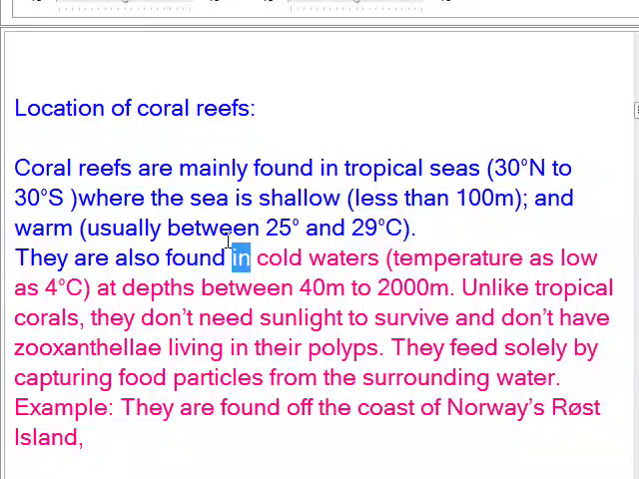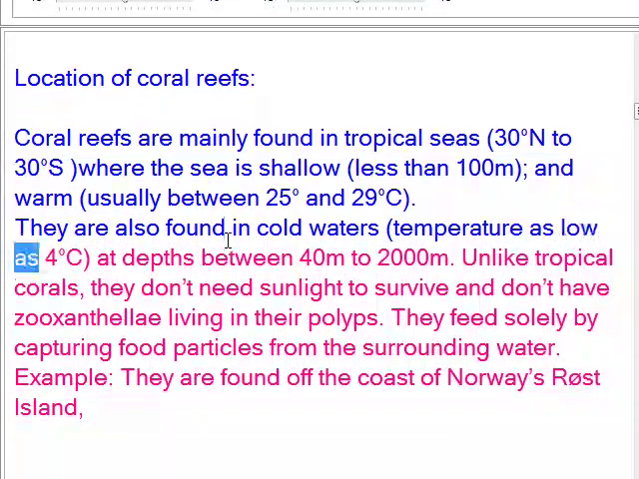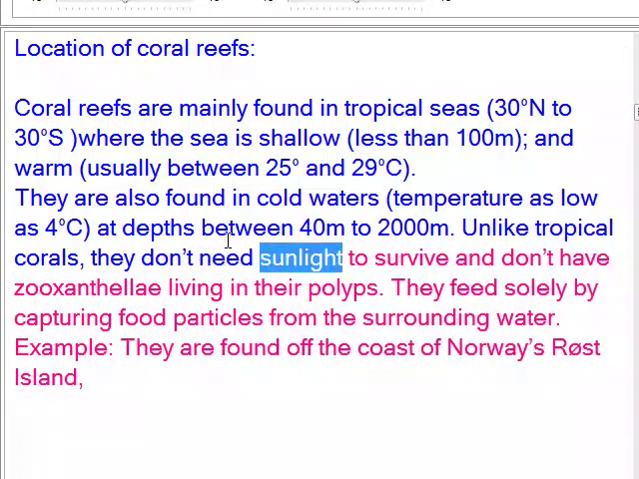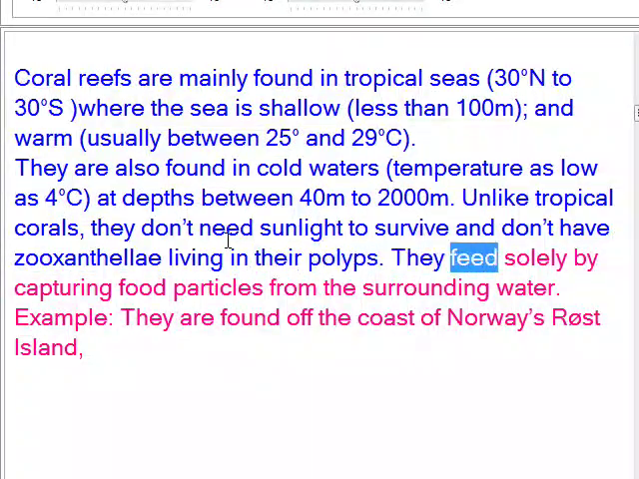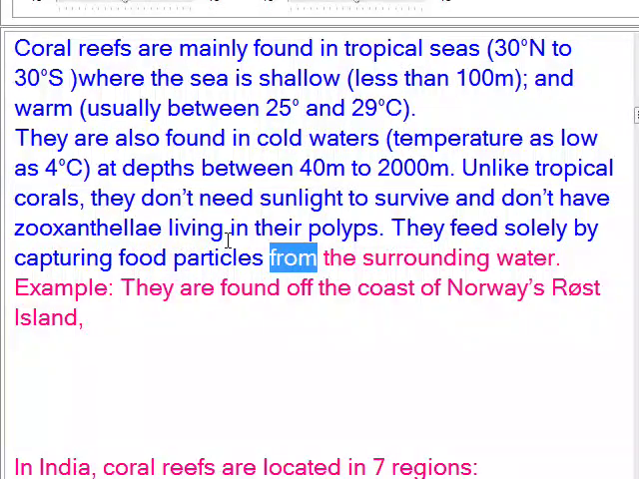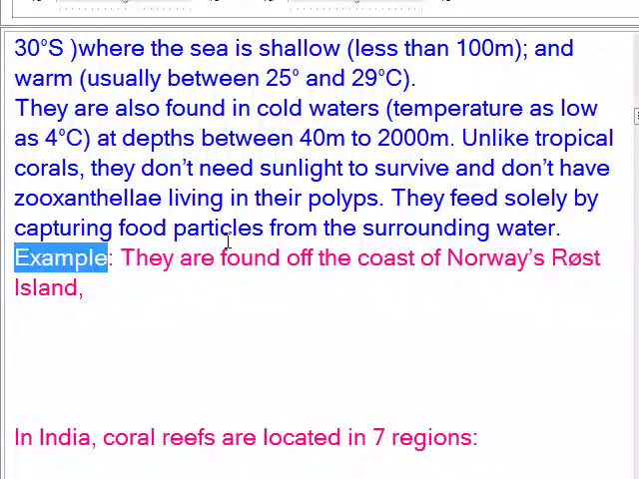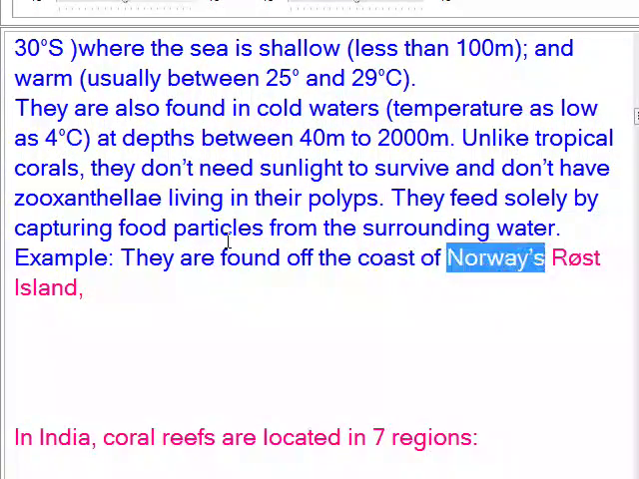They are also found in cold waters, with temperatures as low as 4 degrees C, at depths between 40 m to 2000 m. Unlike tropical corals, they don't need sunlight to survive and don't have zooxanthellae living in their polyps. They feed solely by capturing food particles from the surrounding water. Example: they are found off the coast of Norway's Froan Island.